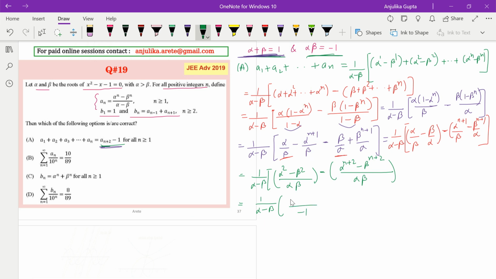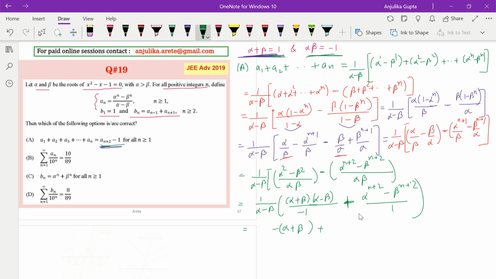Okay, and alpha square plus beta square, you can always write it like this, right? Minus, again alpha beta is minus 1, so I make it a plus. Alpha n plus 2 minus beta n plus 2 upon 1. Now alpha minus beta I will multiply inside. What are you left with? Minus alpha plus beta, right?